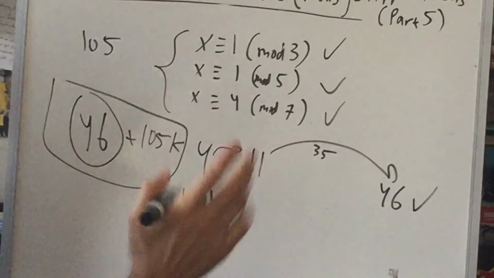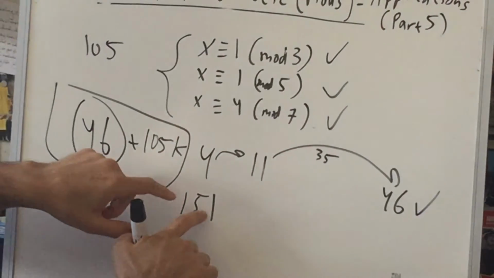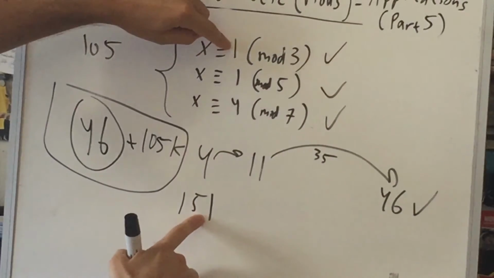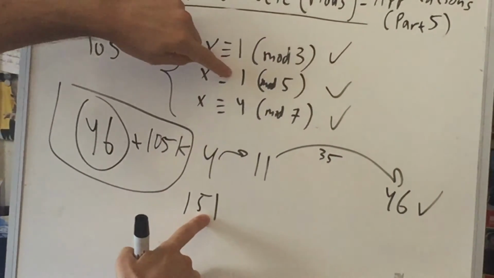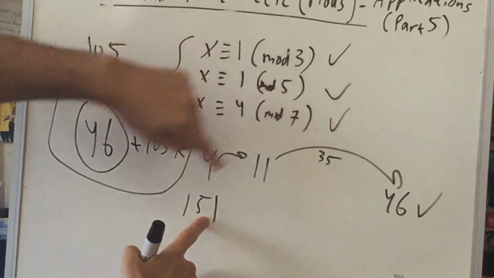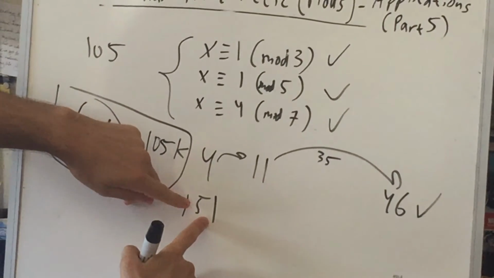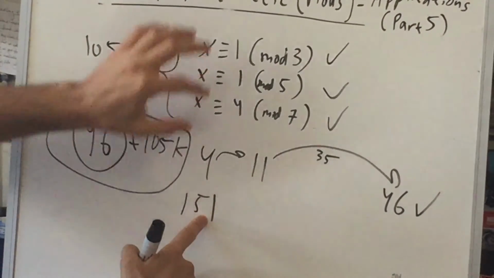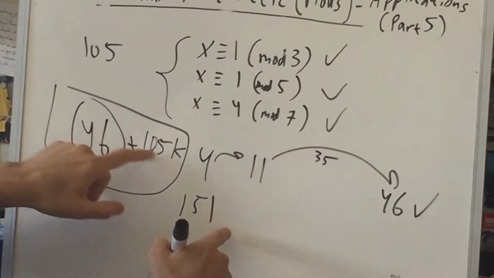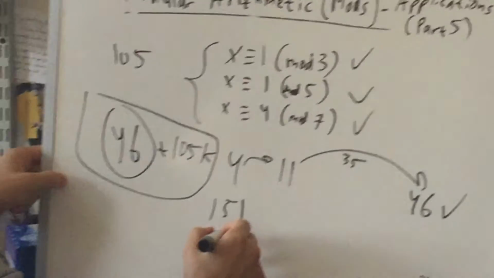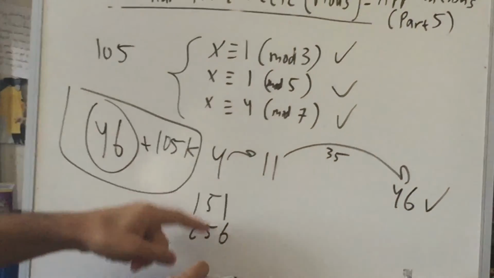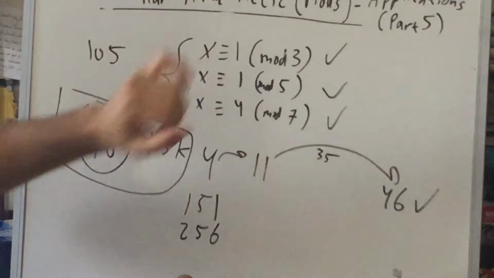That's another solution. So let's show you guys I'm not lying. This divided by 3 leaves a remainder of 1. Divided by 5, also a remainder of 1. Divided by 7, that would be 140, 147, remainder of 4. So again, it works for all 3. I could add 105 again. So 256, and on and on. All of these would work for all 3.